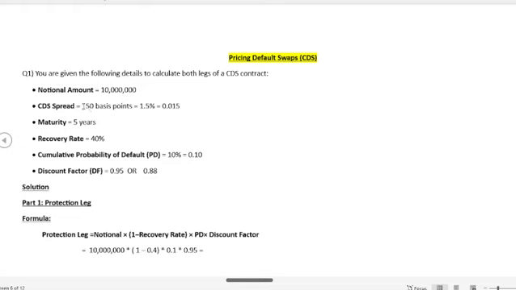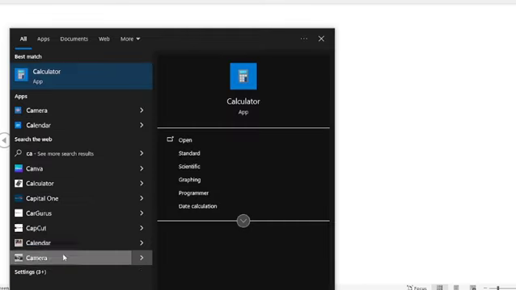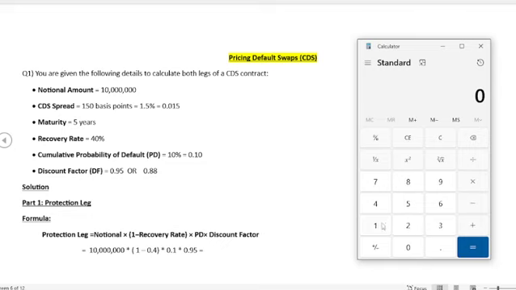I have already explained the table. You can open the calculator and directly divide 150 by 10,000, and you get 0.015 in decimal. To show you step by step: 150 divided by 100 gives 1.5%, then dividing this again by 100, you get 0.015 in decimal.